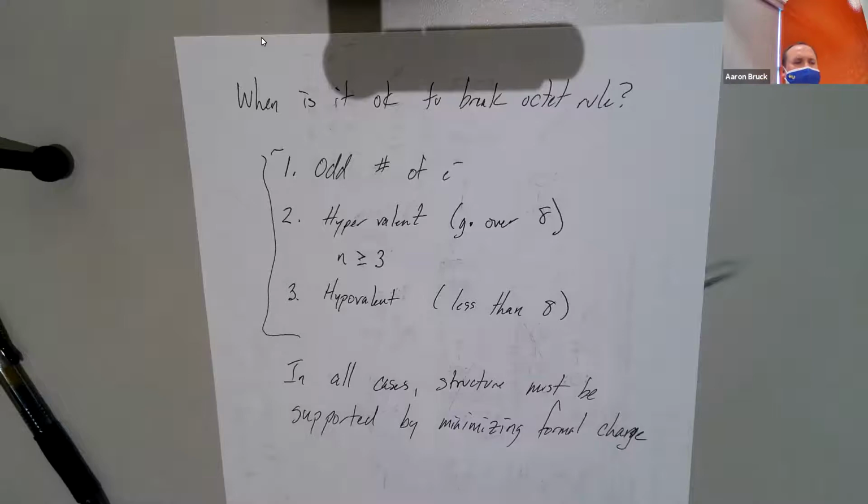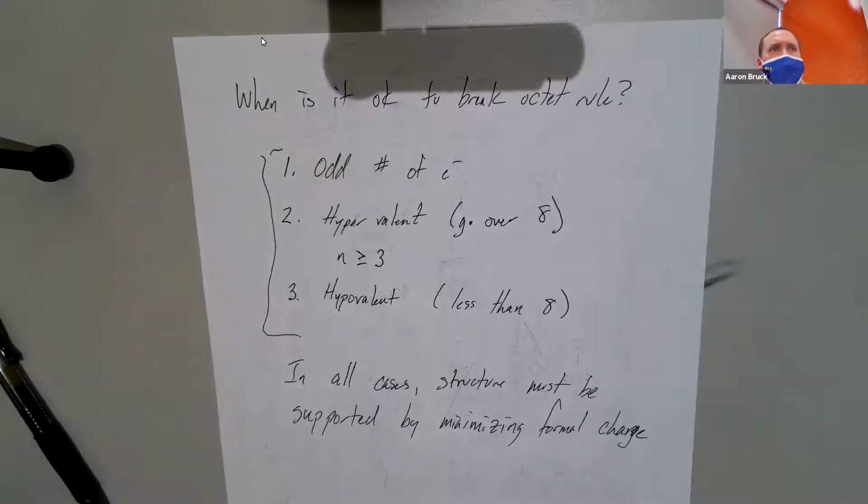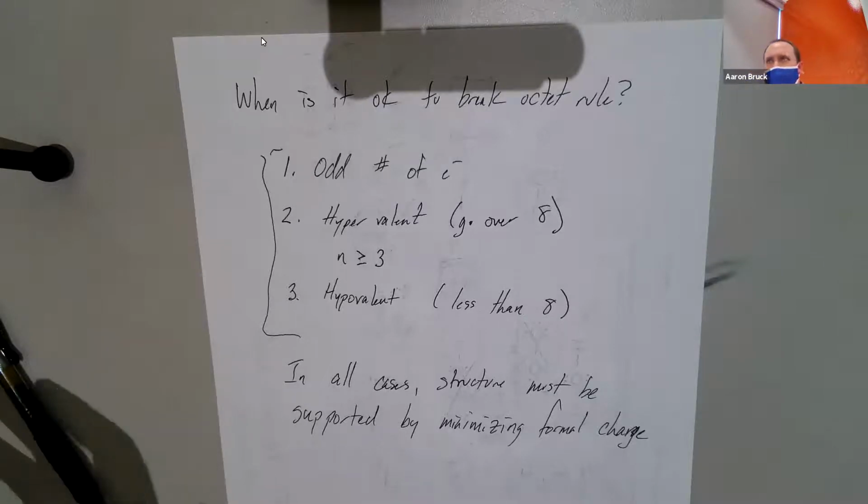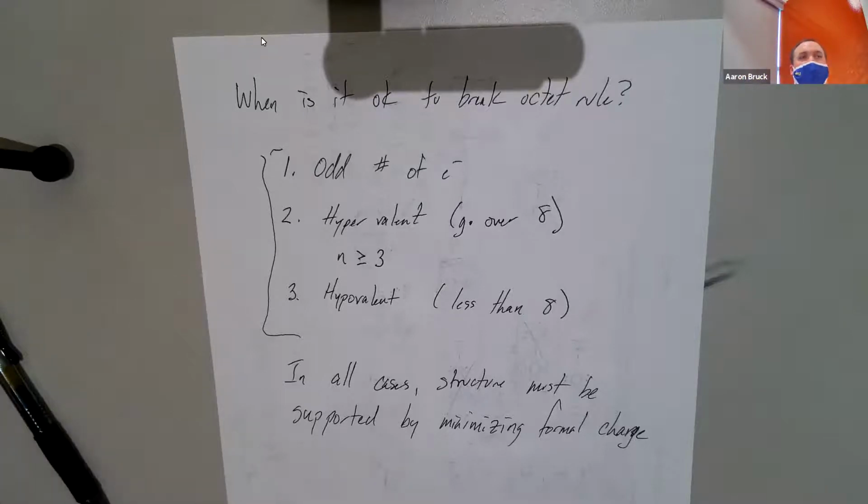The question is this: when is it okay to break the octet rule? Now, we've brought up the octet rule as this hard and fast scenario where everything's trying to get to 8 electrons all of the time. And the reality of the situation is that that's not always true. Sometimes it's not possible, and other times it's just difficult.